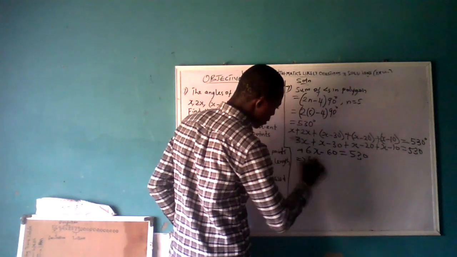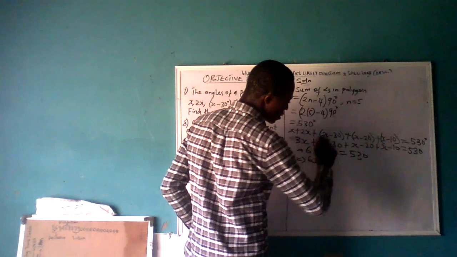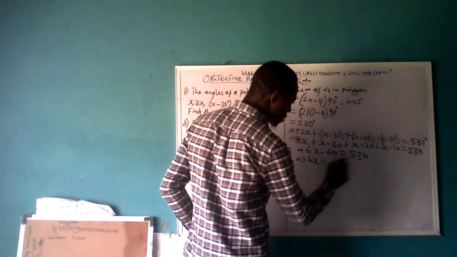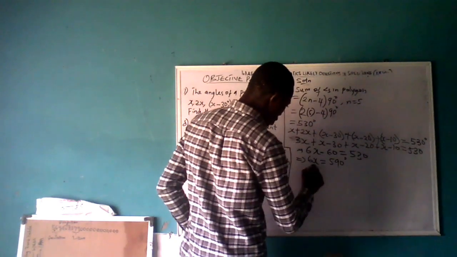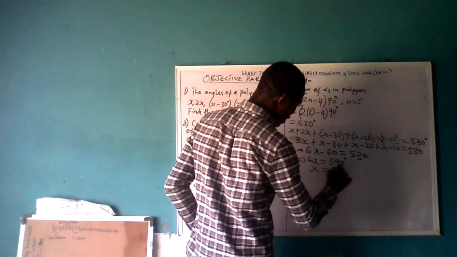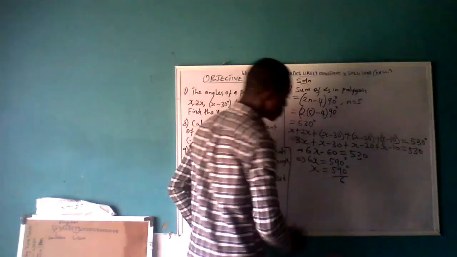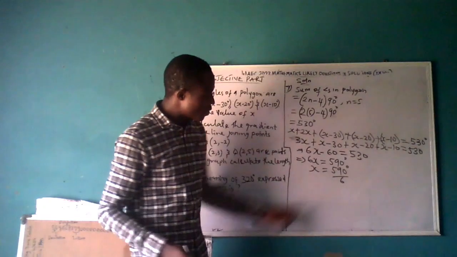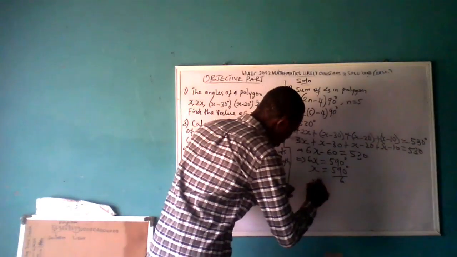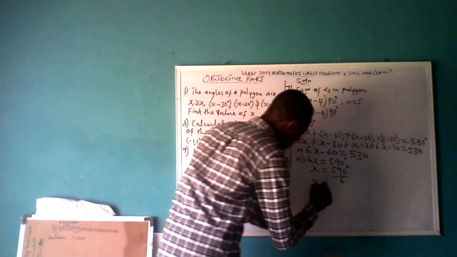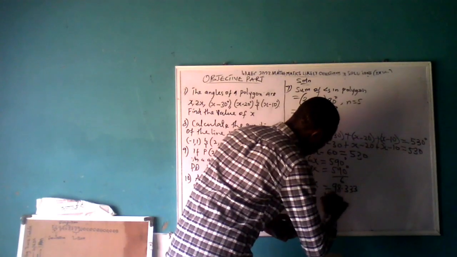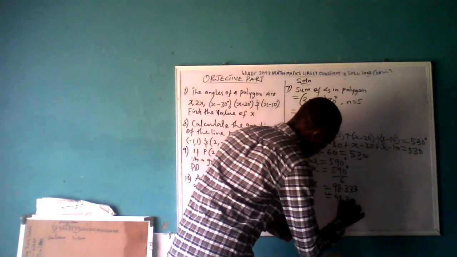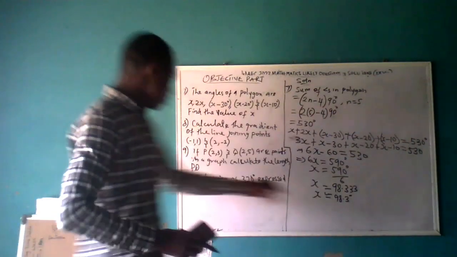Okay, so collect the right-hand side. 6x is equal to the sum plus 60, taken from here to the other side. Then x will be equal to that divided by 6. 590 divided by 6 will give you 98.333, and approximately 98.3 degrees. That's your x, right? You will actually find this among the options.